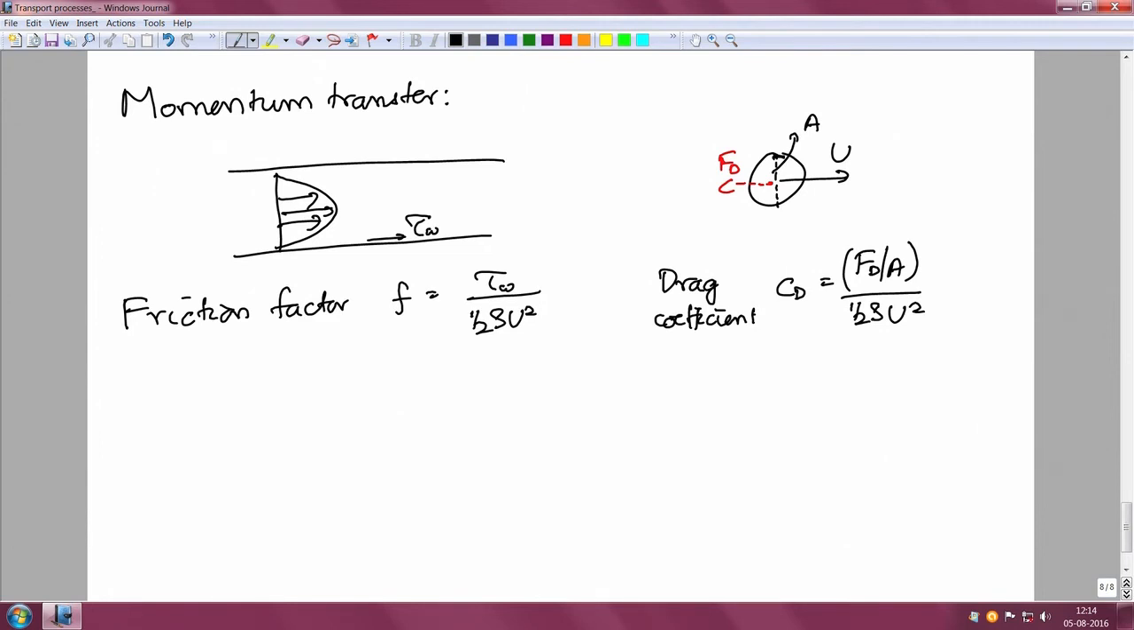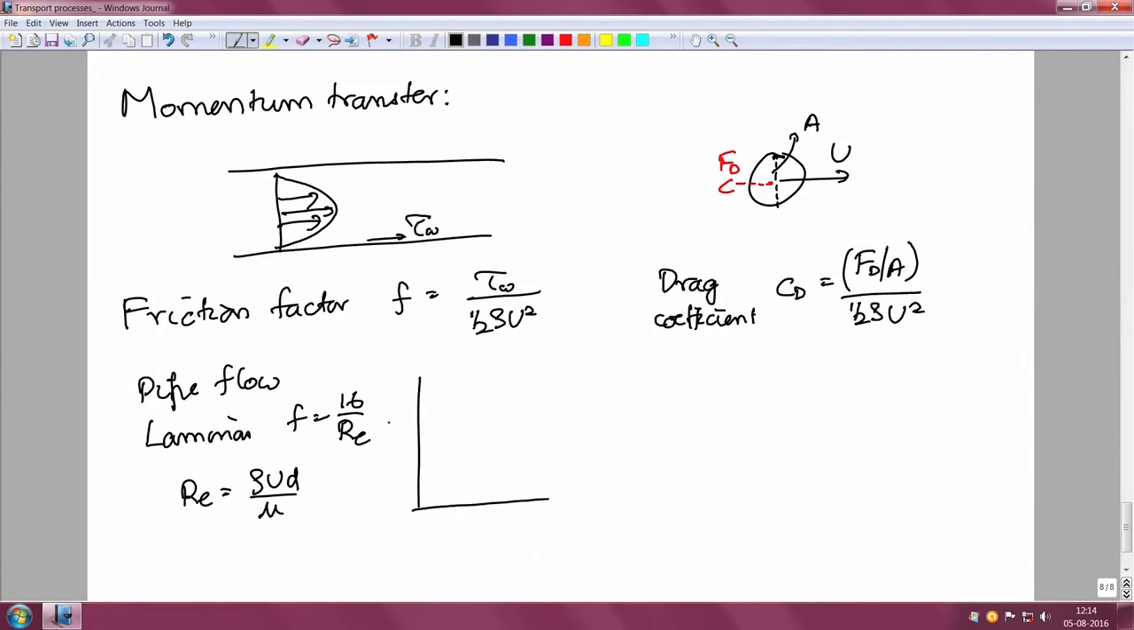So, from these kinds of non-dimensionalization, you can then get correlations for how this friction factor depends upon other dimensionless numbers. For example, for a pipe flow, for a laminar flow, the friction factor is equal to 16 by the Reynolds number, where the Reynolds number is equal to, and you have certain diagrams which give you the friction factor as a function of Reynolds number for turbulent flow as well. Typically, these plots are what are called Moody plots. They are plotted on a log-log scale.